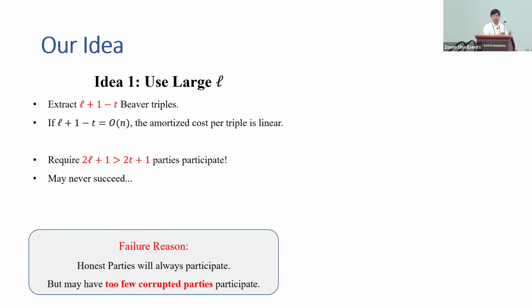The first idea is a very simple idea. What if we just increase the parameter L? If the gap between L and T is linear, then we would obtain a linear number of triples, right? And the amortized cost would also be linear, right? The problem here is that even though honest parties participate, the corrupted parties will not participate. So we only have 2T+1 parties helping, but we in fact need 2L+1, right? So this process may get stuck.